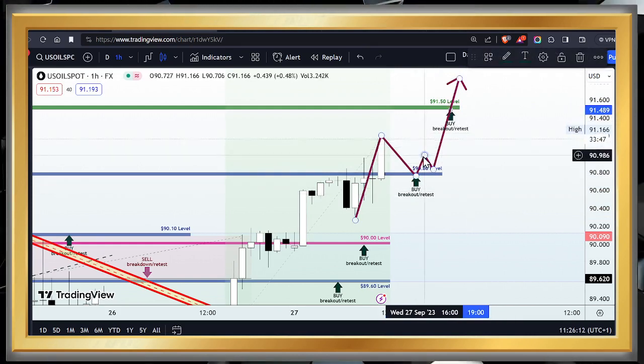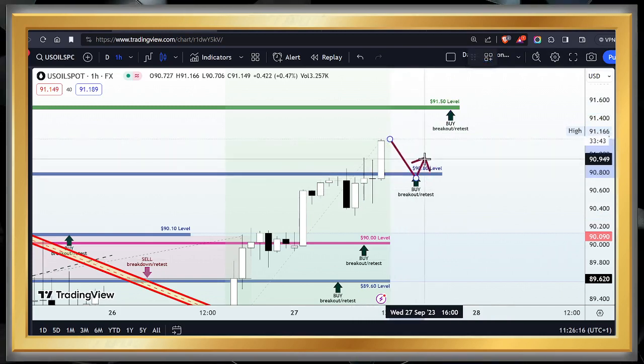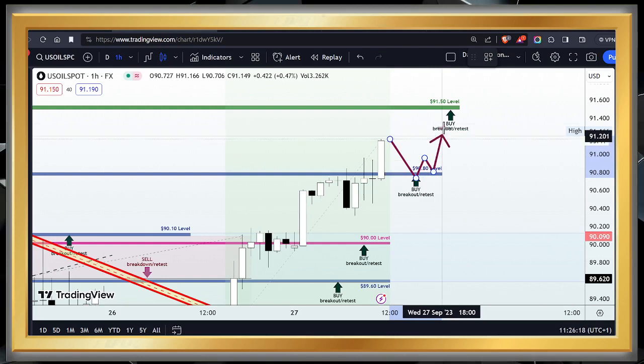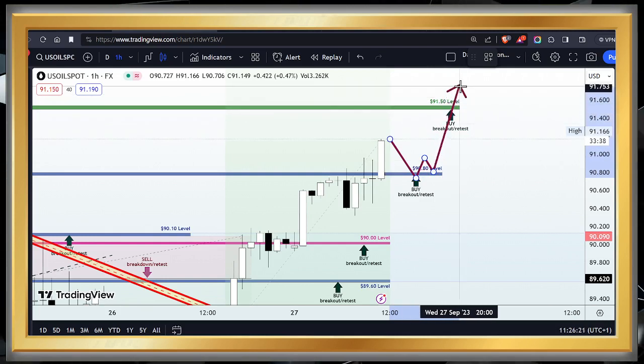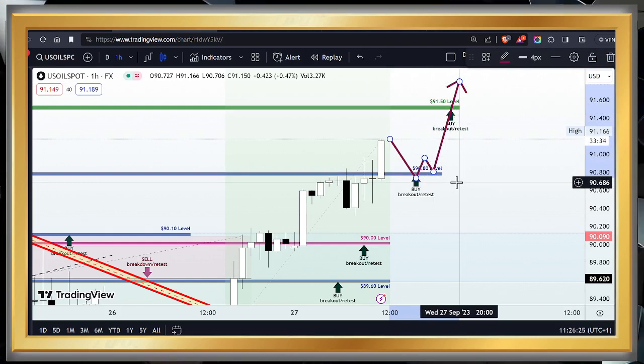So let's see how the market is going to be reacting to the structure. Are we going to be having a retest of structure? If it happens, we get ready to add more position or join if you are new with us, and then look out for more opportunities at the breakout of the $91.50 zone.